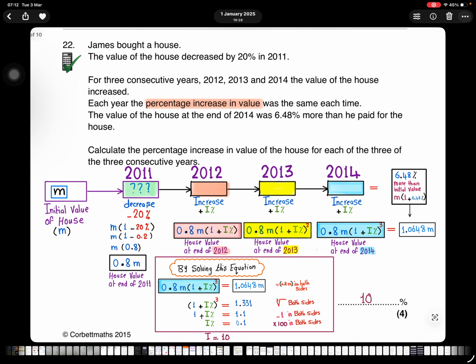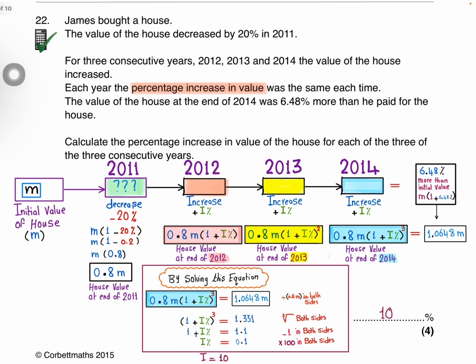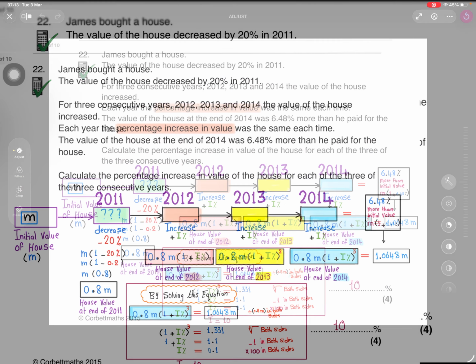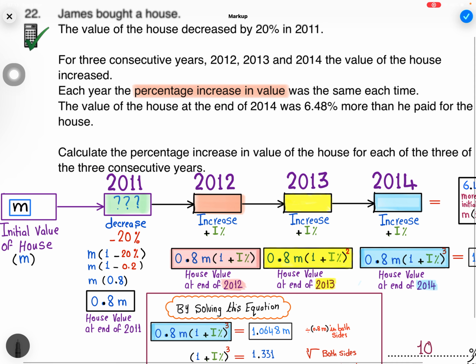James bought a house. The value of the house decreased by 20% in 2011. For 3 consecutive years, 2012, 2013 and 2014, the value of the house increased. Each year, the percentage increase in value was the same each time. In all of the 3 years, the value increased by the same percentage.